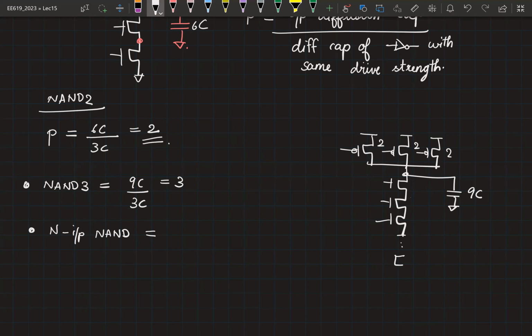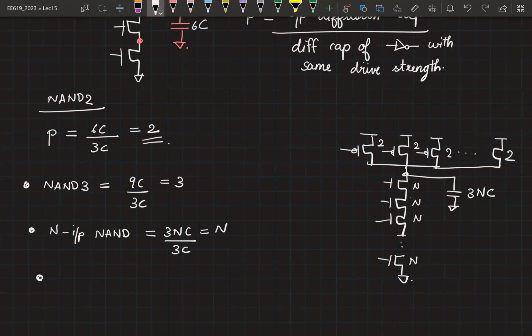So you will have n such gates here. So all of them would be sized as n. And you would have 2n capacitance from here. So overall it is 2n plus n. The capacitance here is 3nC. So this is 3nC divided by 3C. This will give you n.